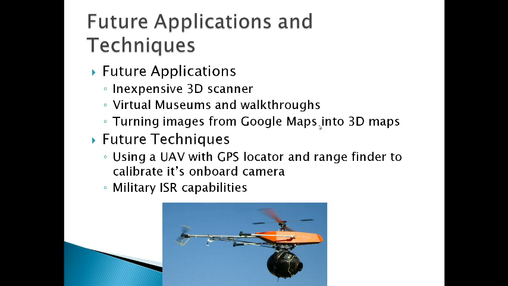Other future techniques I can see is using a UAV, in this case, a little helicopter with a GPS locator and a rangefinder to calibrate its onboard camera, and you can fly around and get 3D images of hillsides, of roadways, of different pathways of buildings. And since I am in the military, I see a lot of intelligence, surveillance, and reconnaissance capabilities coming out of this particular technique.